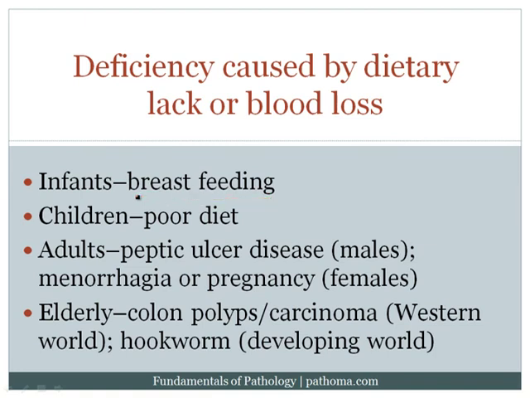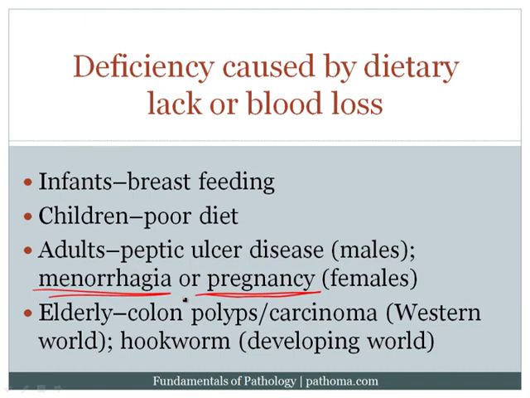In a child, iron deficiency can arise if there's a poor diet. And so children, they're growing, they need iron, and sometimes the diet is not appropriate for that growth. And so children can become iron deficient due to poor diet. In adults, important classic causes of iron deficiency: in a male, you think about peptic ulcer disease. That's actually the most common cause in a middle-aged male. And the most common cause in a middle-aged female would be menorrhagia, which is heavy menstrual bleeding, in which iron would be lost because blood is lost, or pregnancy.